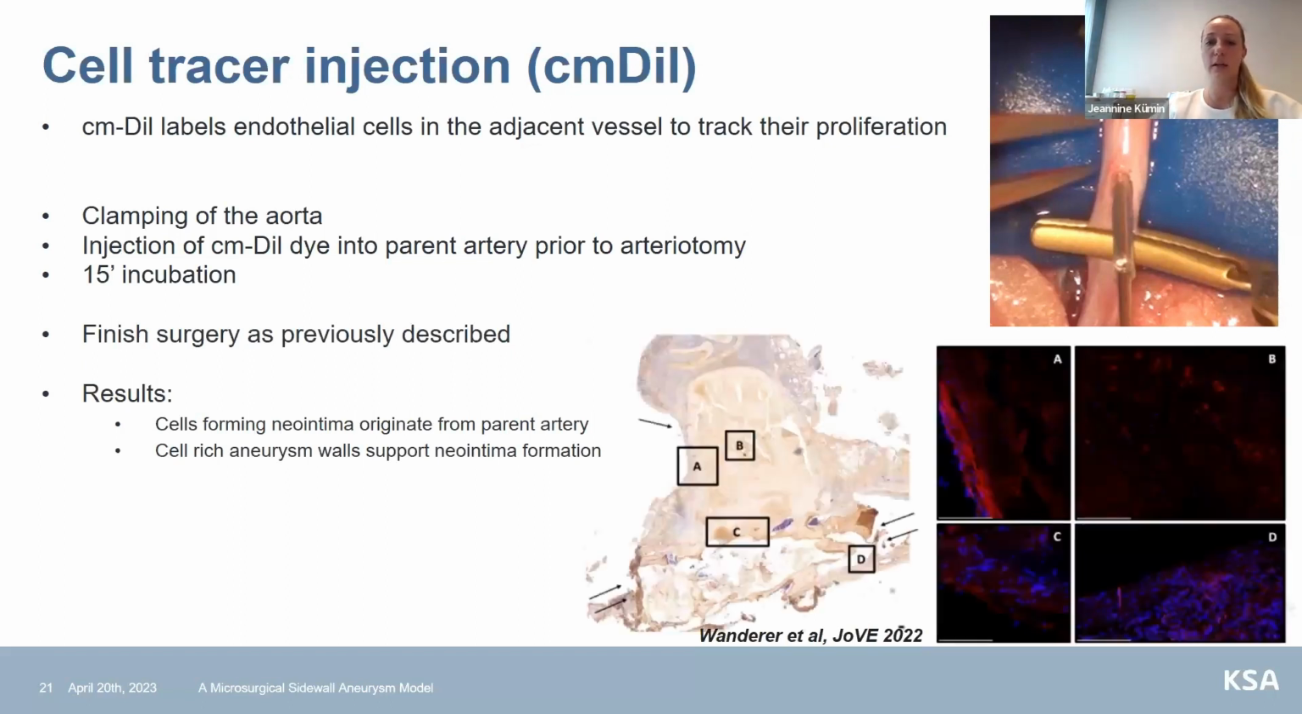For the results, here we have also seen that cells forming the neointima originate either from the parent artery, so our cmDil labeled cells, but there are also cells which are probably coming from the system itself, or sometimes even from the aneurysm dome in vital aneurysms.